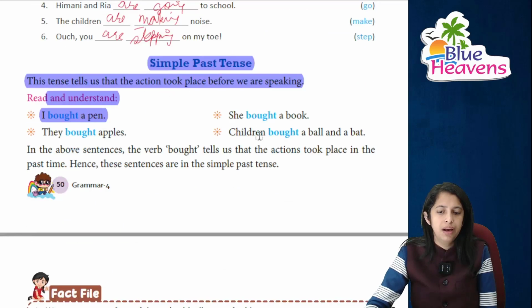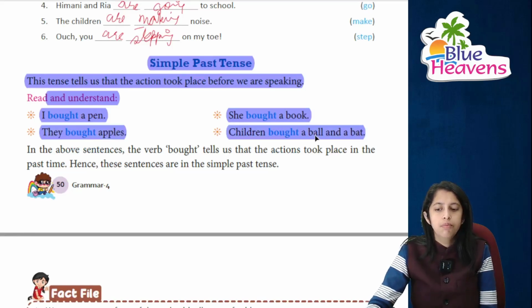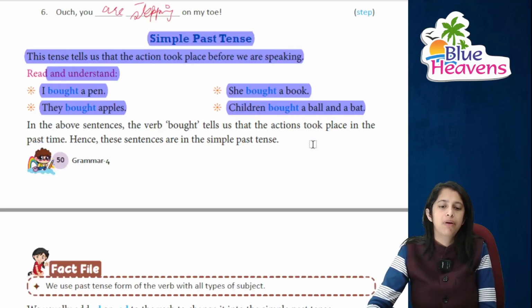I bought a pen, मैं पेन लेकर आई थी. She bought a book, वो बुक लेकर आई थी. They bought apples, वो एप्पल लेकर आते हैं. And children bought a ball and of course a bat, एक बॉल और बैट लेके आए.